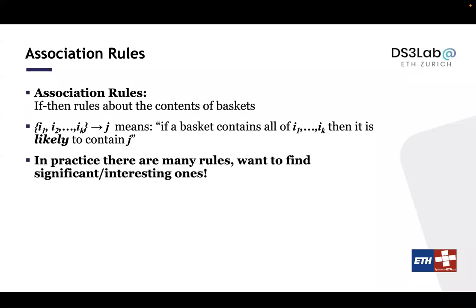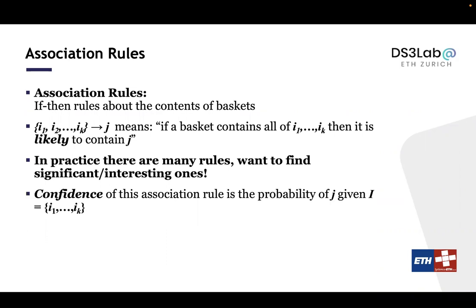So if you look at this, in practice, there are so many different rules like this. And the thing that we want to do is really try to find those significant and interesting rules. The one question, given this motivation, is to define what is significant and what is interesting, because there are so many different ways that you can define those. One way to define this is by defining the notion of confidence. The confidence of a given association rule is the probability of the right-hand side given the left-hand side.